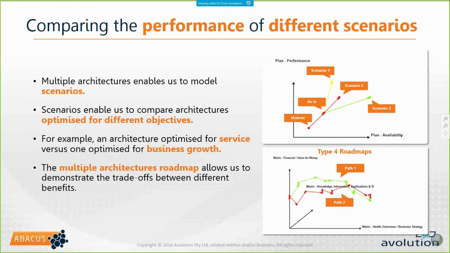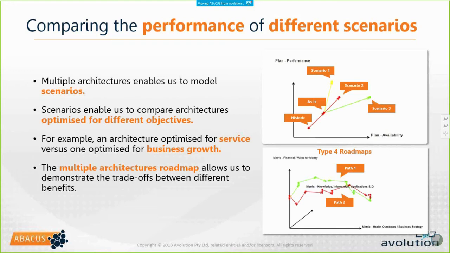But one of the advantages of the multiple architecture method is that they enable us to model scenarios. So sometimes it's not obvious, when you're putting together your roadmaps, what the business strategy actually is. Or maybe the business strategy is changing so fast because the market is fast changing that you need to have multiple different scenarios you can model to say, well, if we're going over here, then this is the right architecture. But if we're going over here, then this is the right architecture.